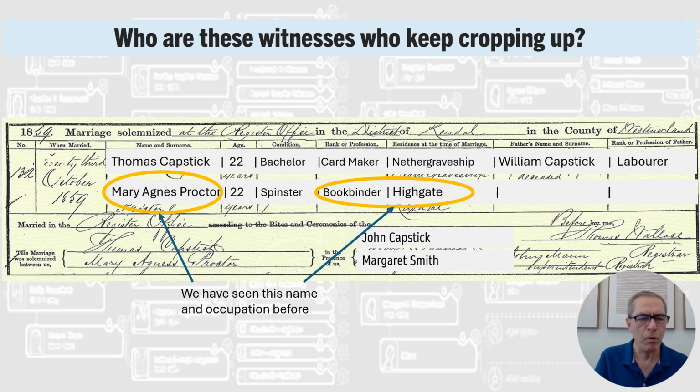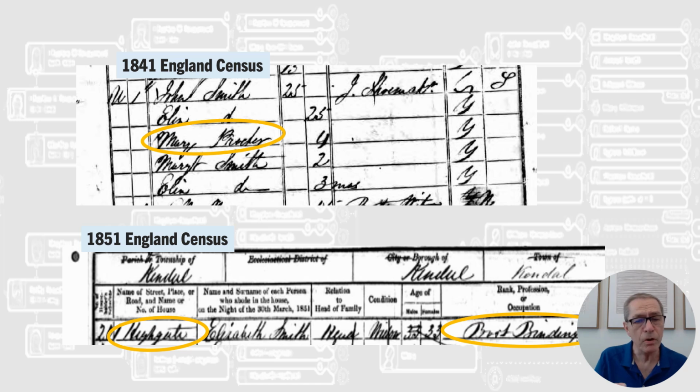That name Mary Proctor I've seen before, and a bookbinder in Highgate I've seen before. And I also have Margaret Smith witnessing their marriage. So let's see where I saw them before. This is information that I saw on the 1841 and 1851 census. In the home of John Smith, we had Mary Proctor, and Elizabeth Smith was a bookbinder in Highgate. Now this still does not prove anything, but it gives me information that I should follow this fan network even further and look for the baptism of Mary Ann Proctor to see what I can come up with.